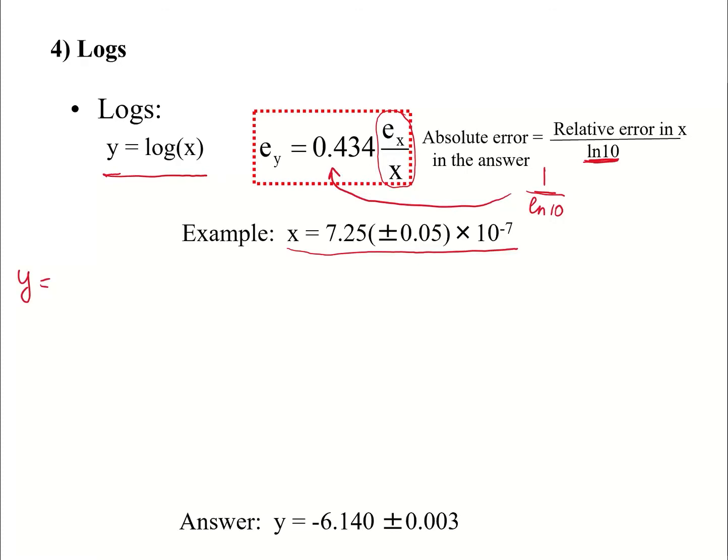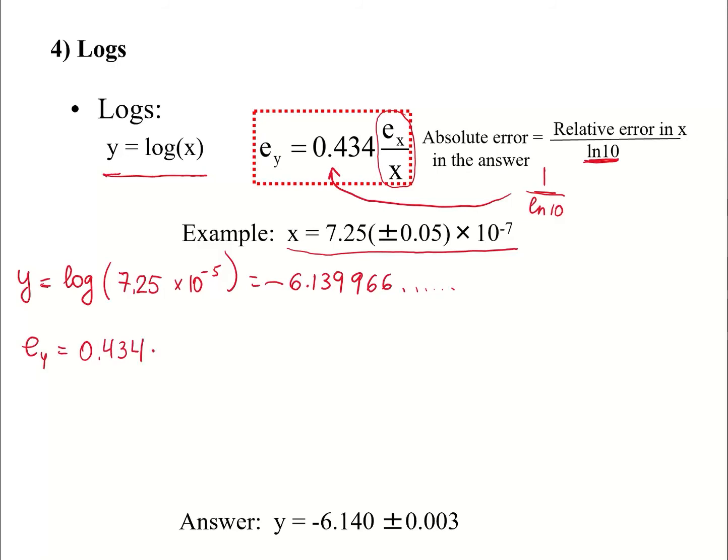First of all, I'm going to plug my value into the formula: the logarithm of 725 times 10 to the negative fifth. This will give me the following value, negative 6.139966, and so on. Again, I'm keeping more sig figs because I don't know where my uncertainty is yet, and I don't want to round my answer before I calculate the absolute error.